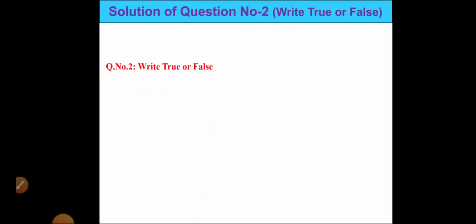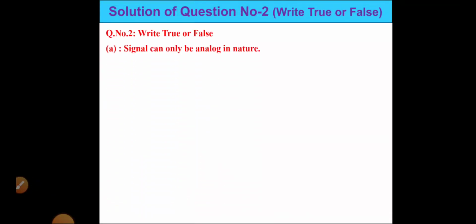Next, come to the next question. Signals can only be analog in nature. We have to write down true or false. No, signals cannot be only analog in nature. They may be digital, they may be analog. So this statement is false.